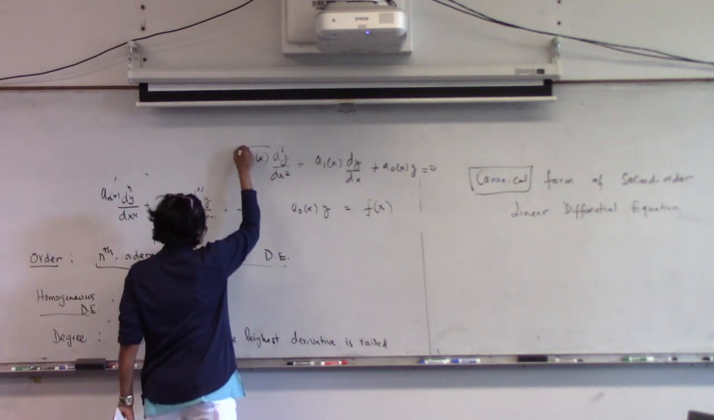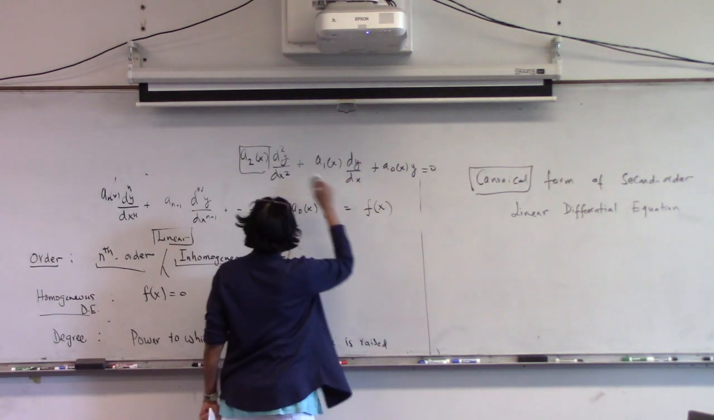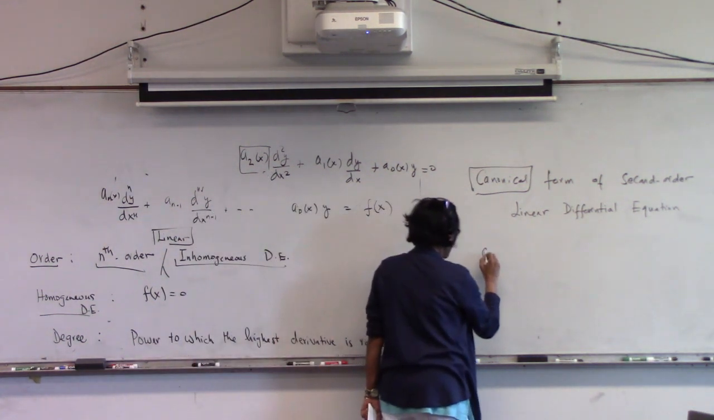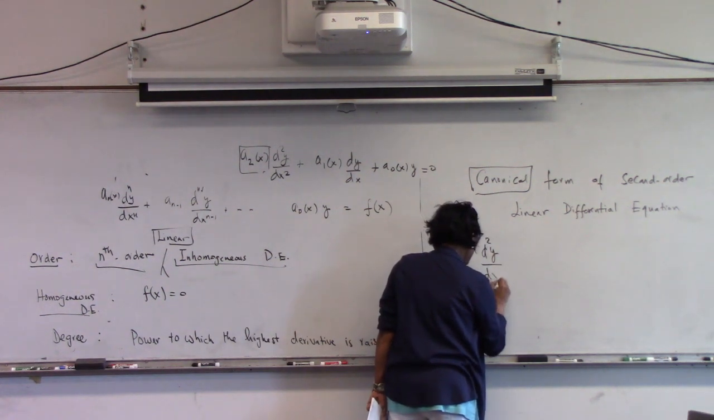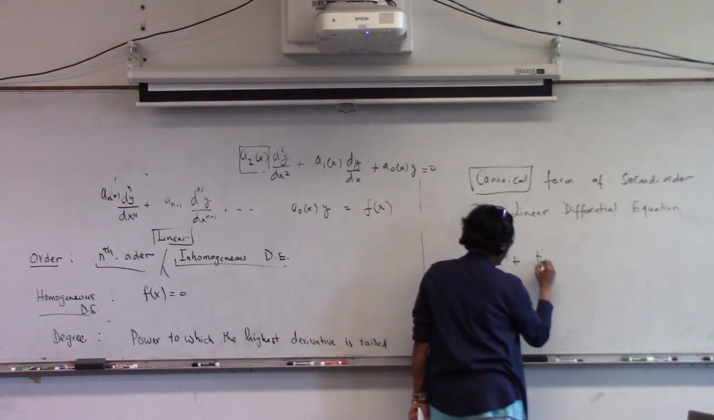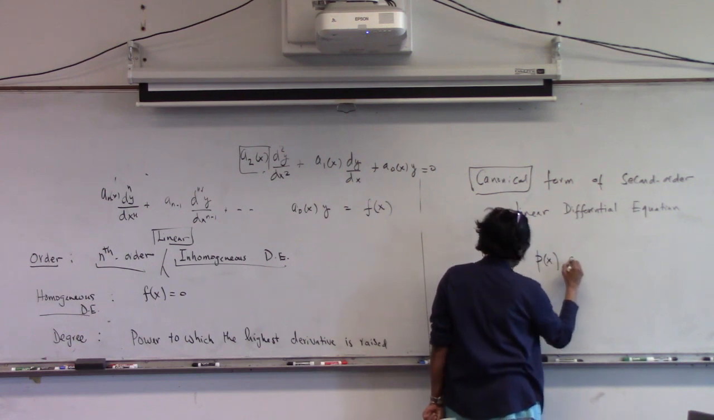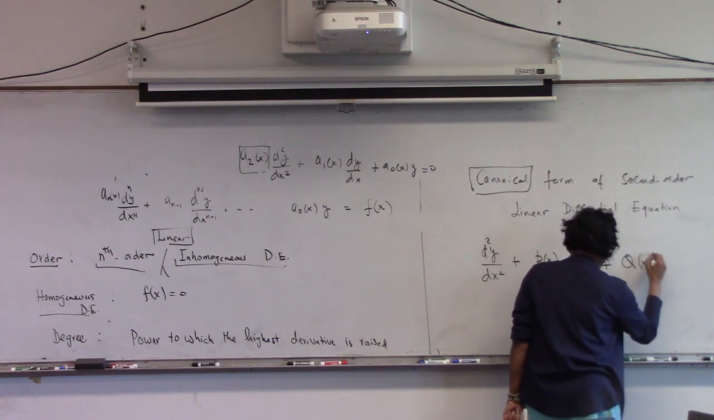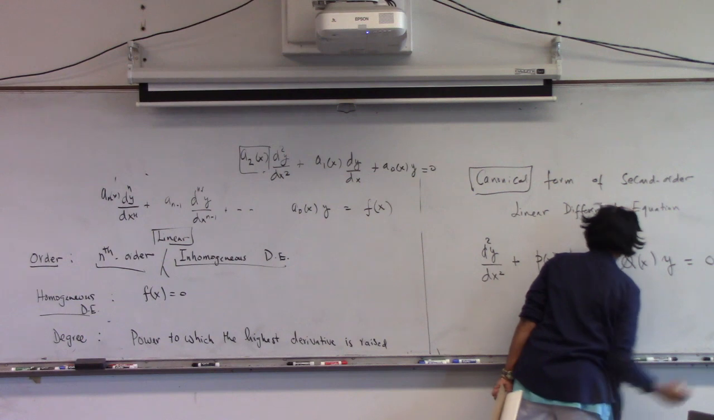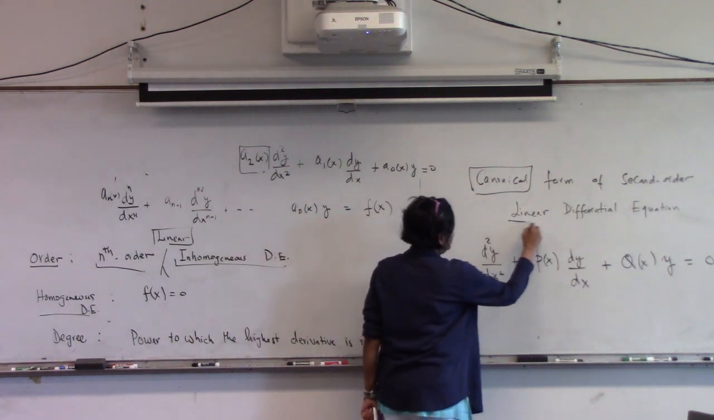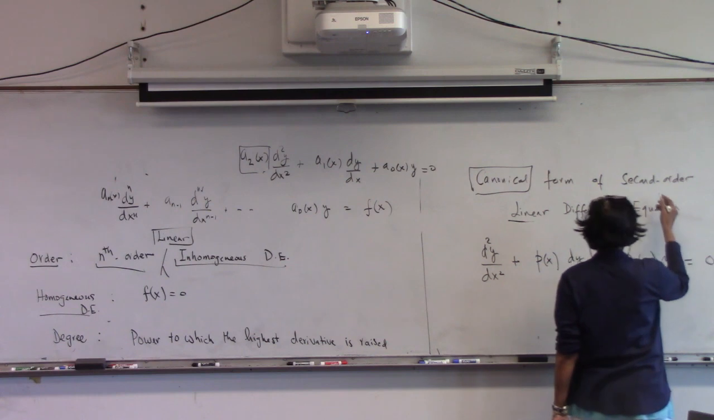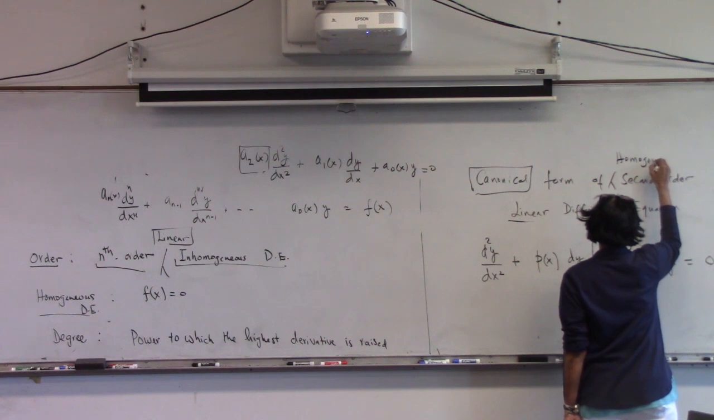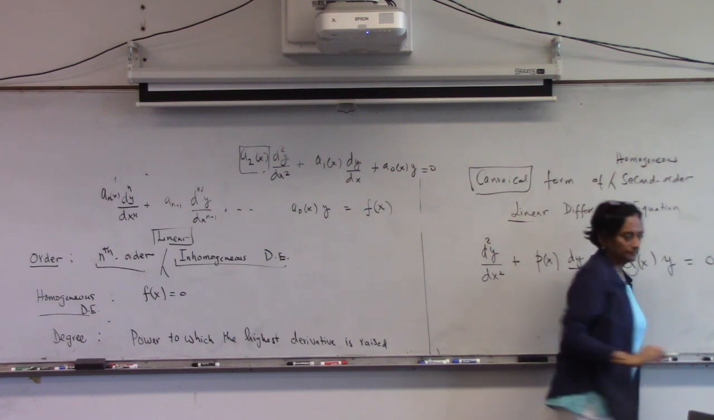So in this case, whenever I say canonical form, I have the coefficient of the second derivative of y with respect to x as 1. Okay, so we have something like this, where p of x is really a1 over a2, something of that nature. It's linear. Homogeneous is of this nature.